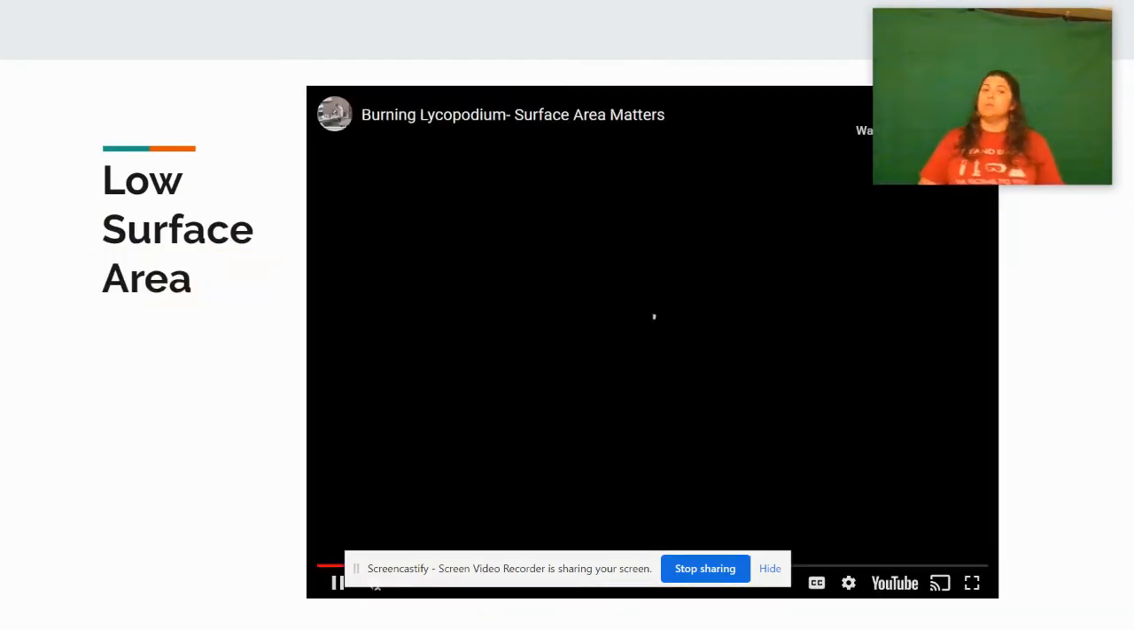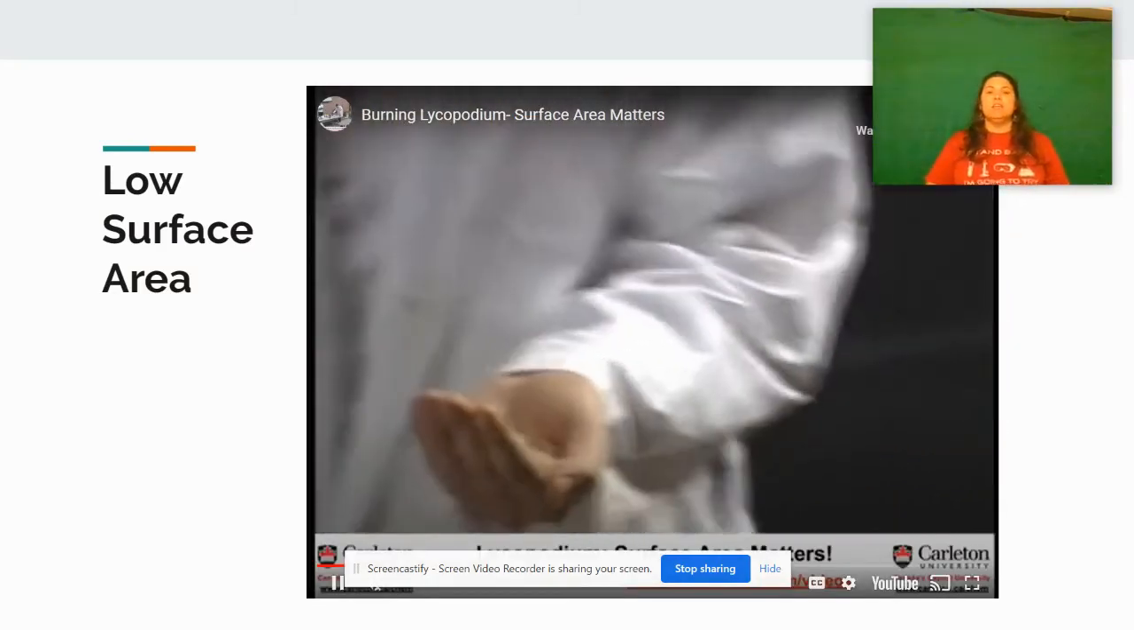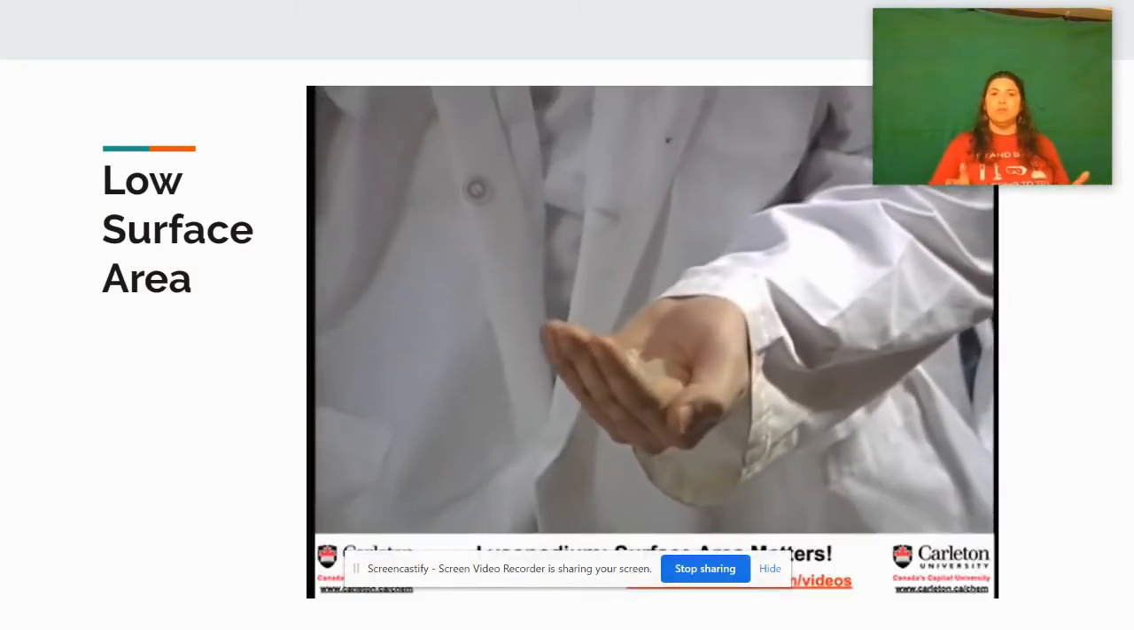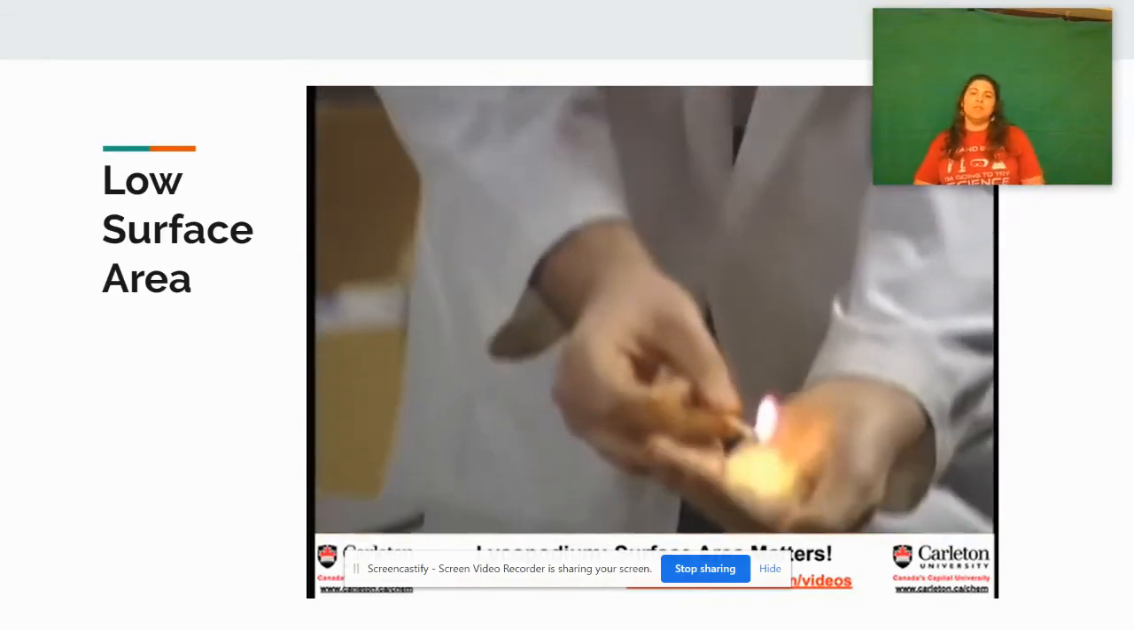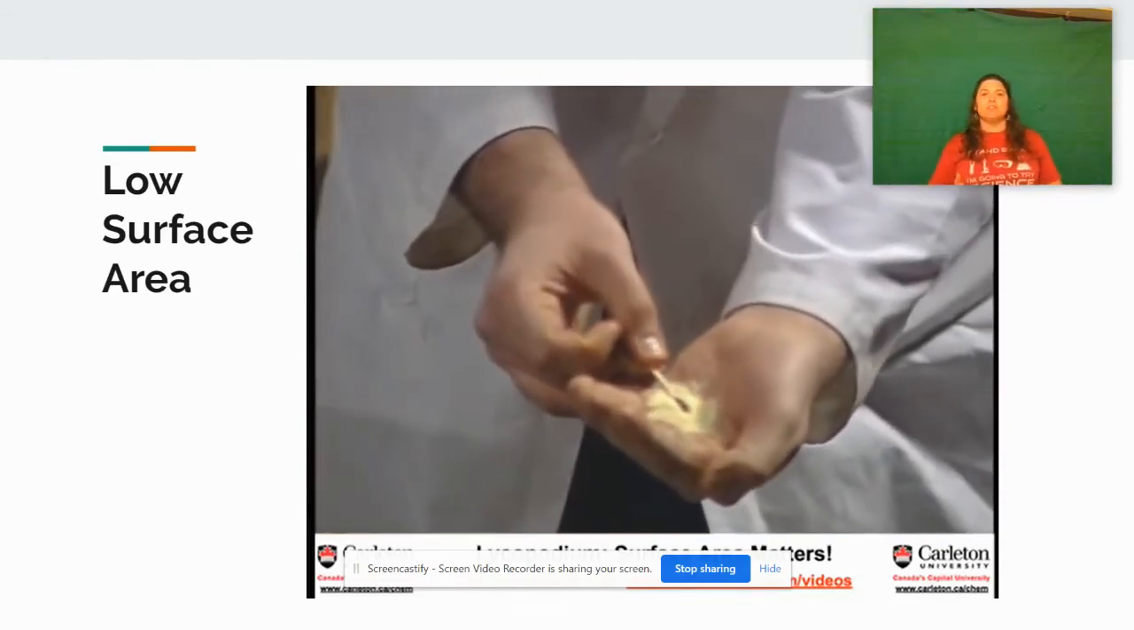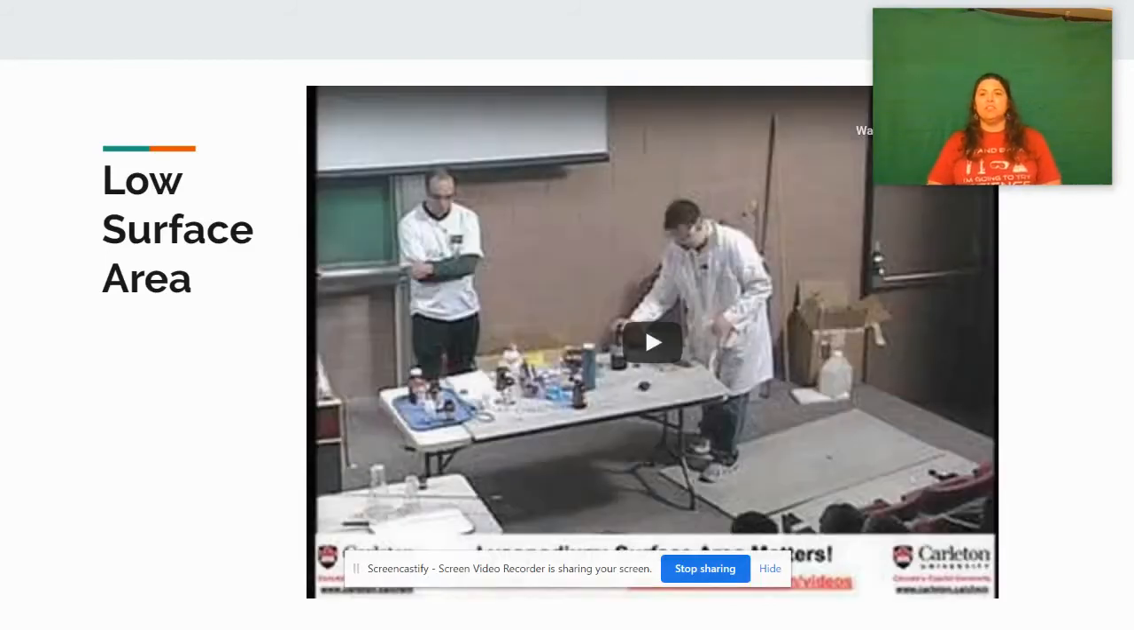Okay, the last one we didn't look at is taking a look at surface area. So I'm really grateful to Carleton University's Chemistry Roadshow for this. And what this guy is doing is he's showing you the effect of surface area. What he just did was put something called lycopodium powder in his hand. Lycopodium powder is extremely flammable, so whatever you do, don't try this at home. But he showed you that by putting a little pile of it in his hand and just lighting that match, all it did was make a little singe into the pile of powder.